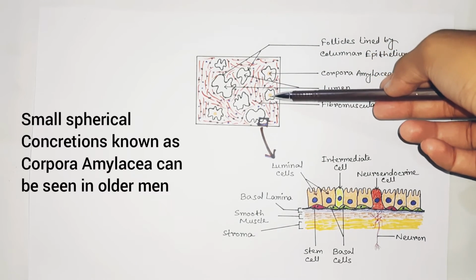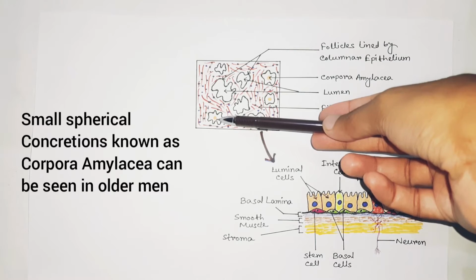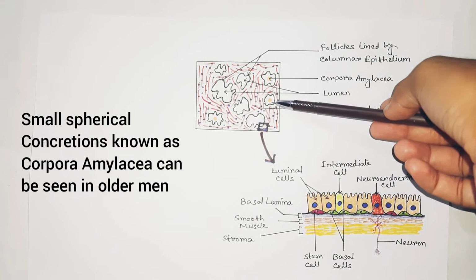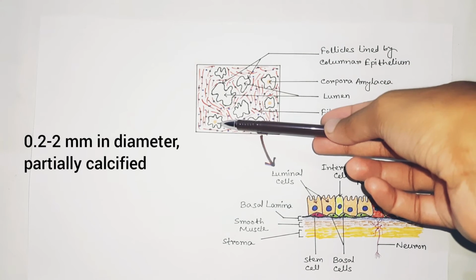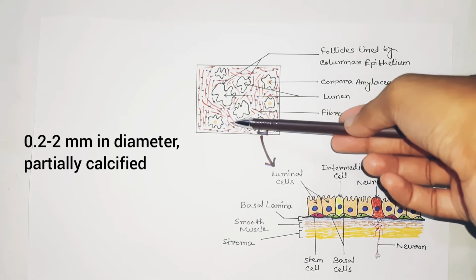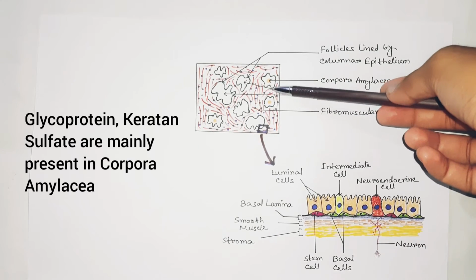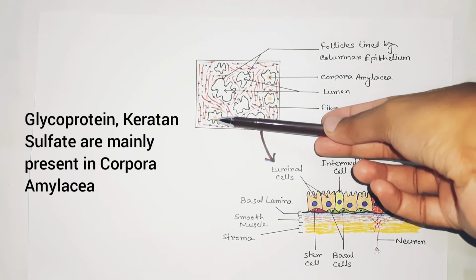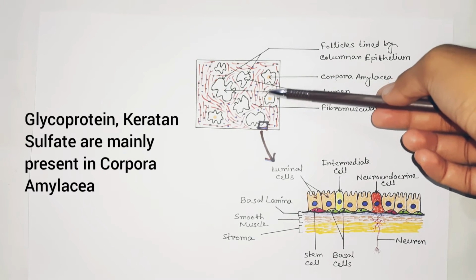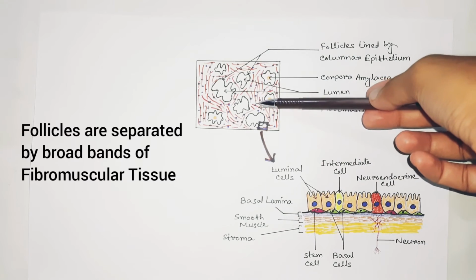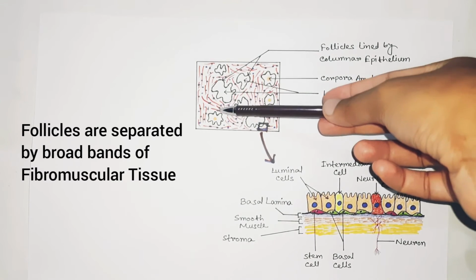In older men, small spherical concretions can be seen. They are known as corpora amylacea. They are 0.2 to 2 mm in diameter and often partially calcified. Glycoprotein and keratan sulfate are mainly present in corpora amylacea. The follicles are separated by broad bands of fibromuscular tissue.